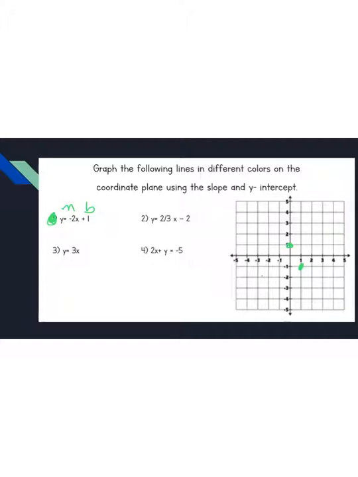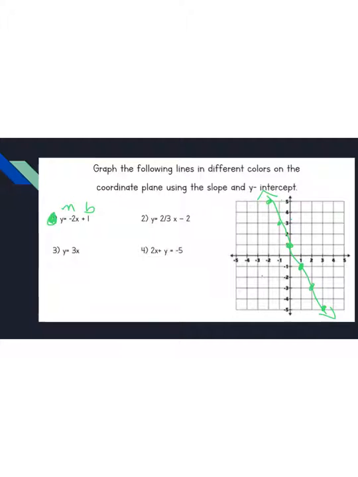And I'm going to repeat that process. Down 2, right 1, down 2, right 1. And when you run out of room, go up 2, left 1, up 2, left 1. And let's connect those dots. Hopefully you're connecting the dots way better than me.